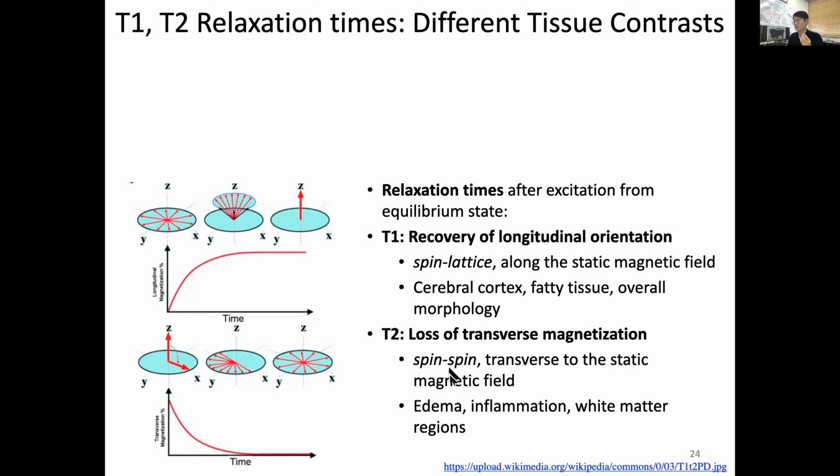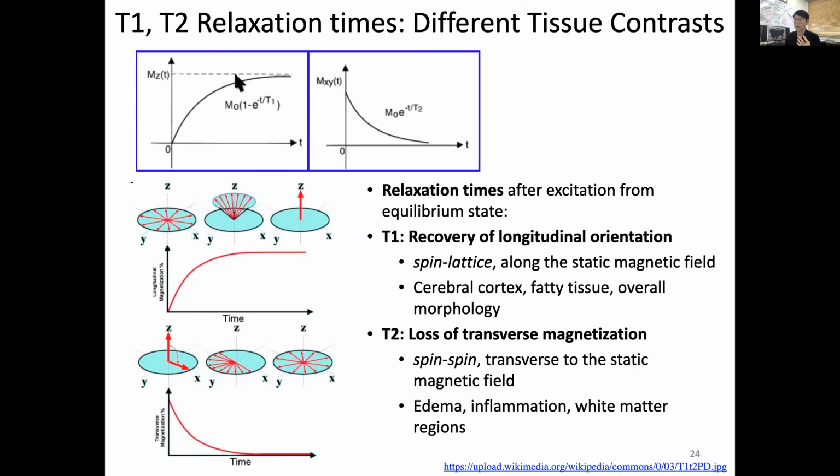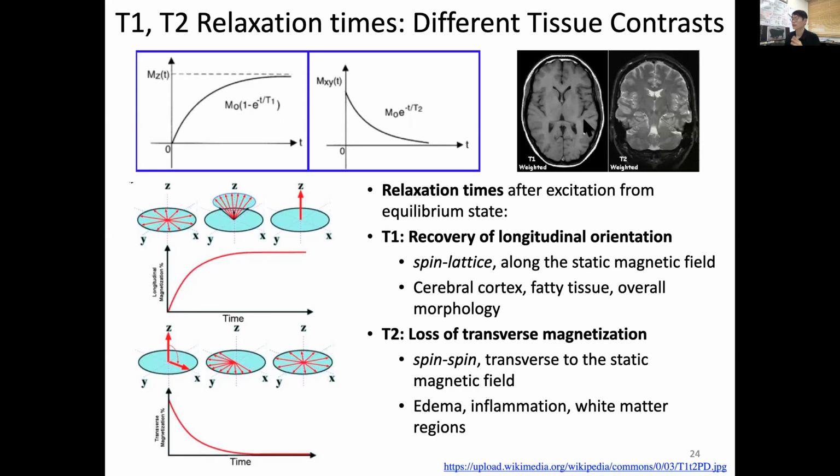So this is the interaction of spin transverse to the static magnetic field, and how soon they diminish or disappear is being measured. T2 is very good for pathology aspects, such as edema, inflammation, and white matter regions. You can see T1 and T2 are in kind of opposite directions. In fact, you can model this as an exponential curve, and the relaxation time is defined as T1 and T2.